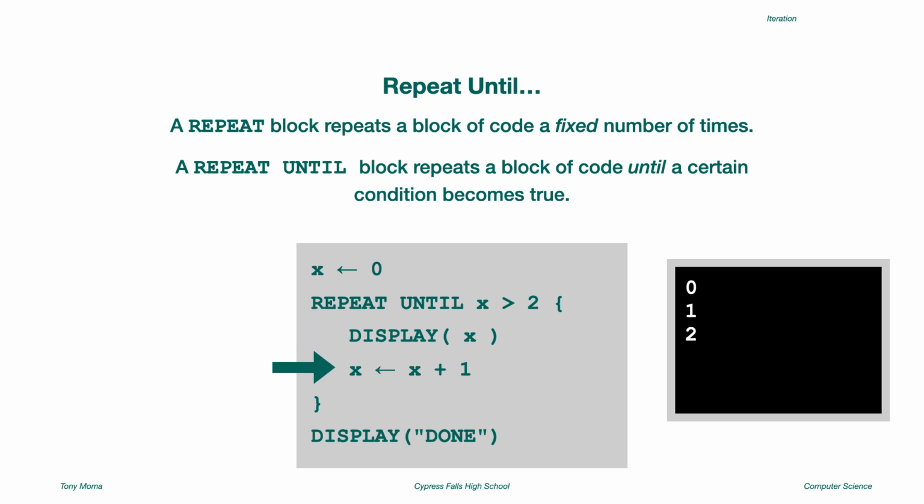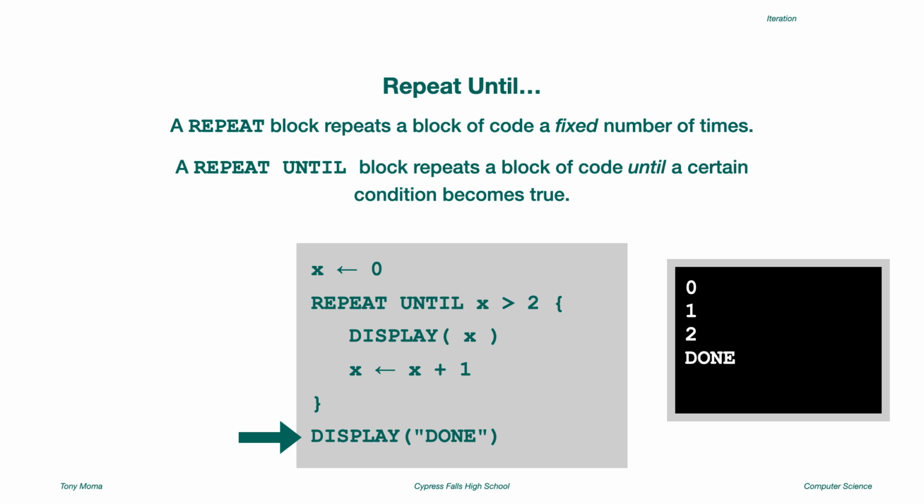Then we increase the value of x once more. Now x is equal to 3. We return to the top of the repeat until block and reevaluate the condition. Is it true? Yes, it is, because now x is equal to 3 and 3 is greater than 2. Thus, the repeat until block is now done. We can now move on to the first statement after the repeat until block, which is the display done statement.